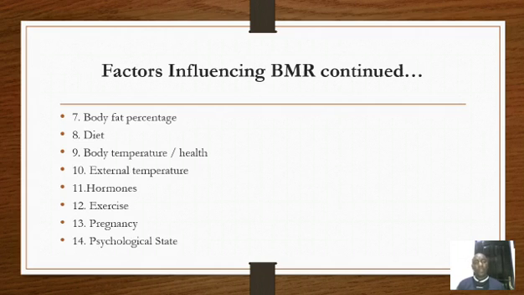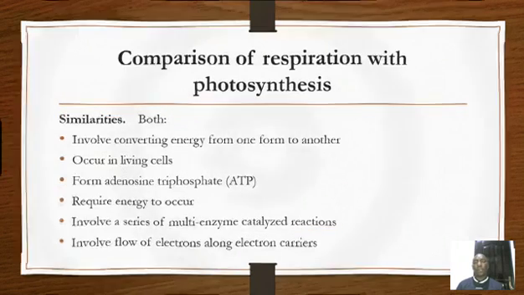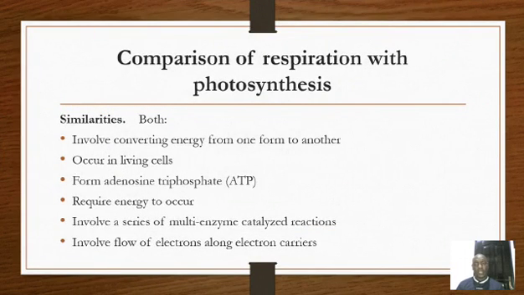Then lastly, the psychological state. You may be stressed, with a lot of stress and a lot of anxiety. A lot of anxiety and stress increases the basal metabolic rate, making it high. So those are the factors that influence basal metabolic rate.